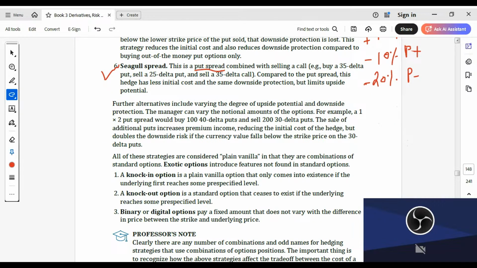Okay. You can also do exotic options. Basically, knock-in and knockout options are cheaper, because they will not be active over the entire range of currency values. You can also go for binary or digital options.